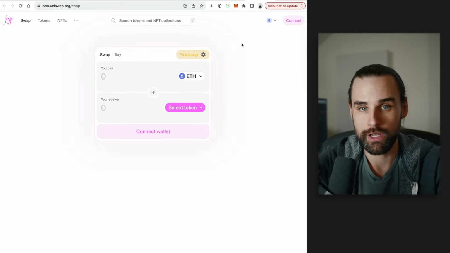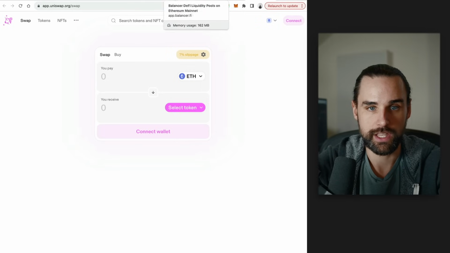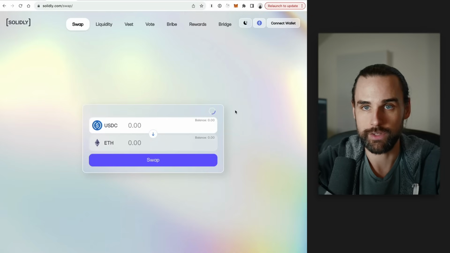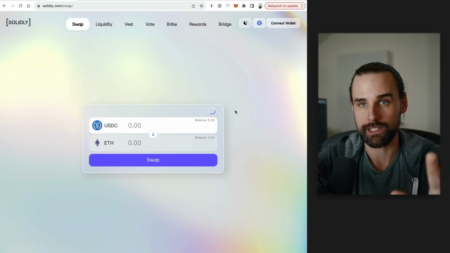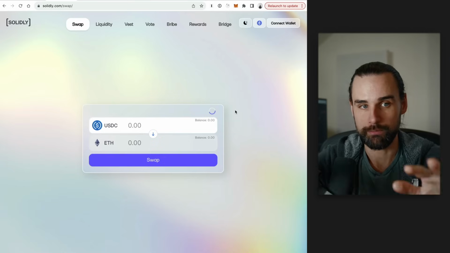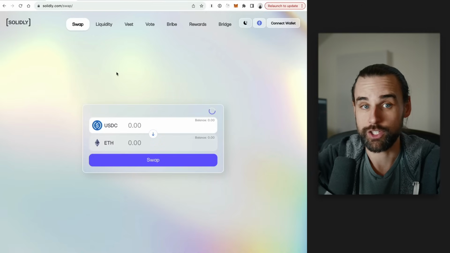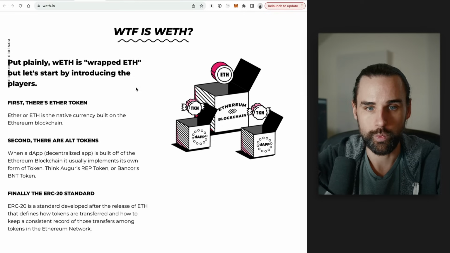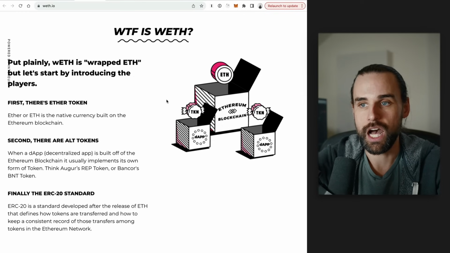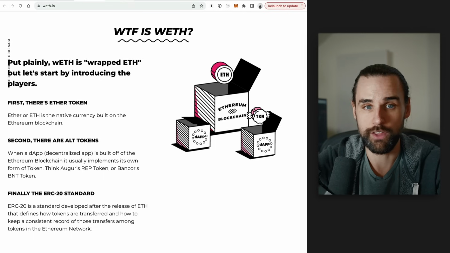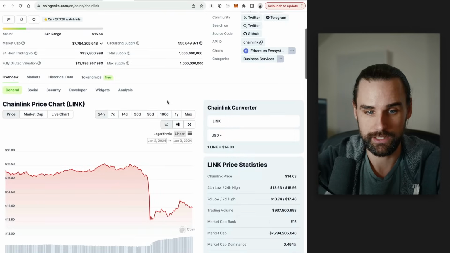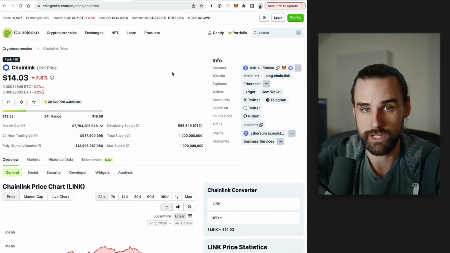And the other cryptocurrency exchange in this case is Solidly. Both of these are two different decentralized exchanges on top of the Ethereum blockchain. So this is exchange one, and this is exchange two. Now, in terms of the cryptocurrencies, we are looking at Wrapped Ether, which is the ERC-20 version of the Ethereum cryptocurrency, ETH, and then the other token is going to be the Chainlink token. So this is another ERC-20 token.